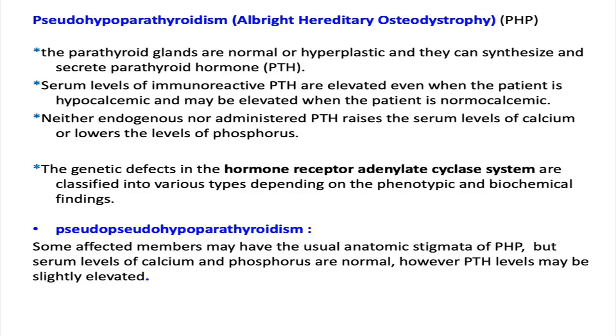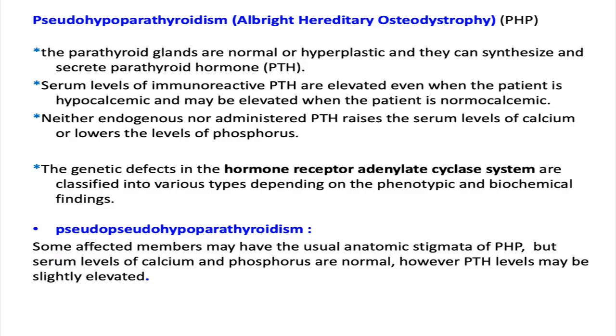The genetic defect is in the hormone receptor adenylate cyclase system, and it is classified into various types depending on the phenotype and biochemical findings. So the patient may present with specific anatomic stigmata, short stature, with dimpling and shortening of the fourth metacarpal bones, and some other features. There is another entity, what is called pseudo-pseudo-hypoparathyroidism.